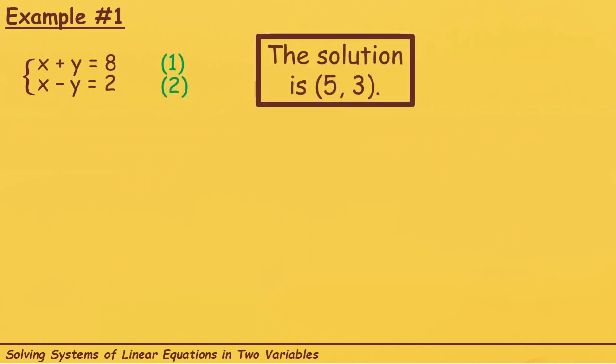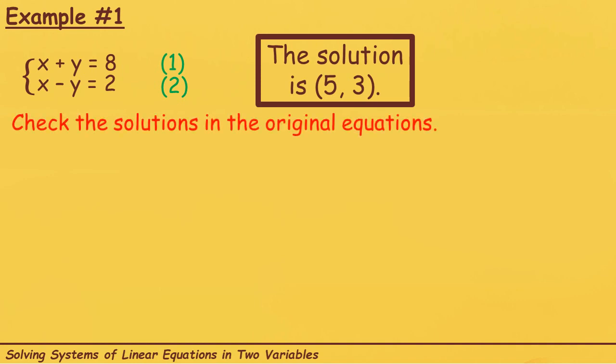Okay, for us to find if our solution or our answer is correct, we are going to check the solutions in the original equations. We will just substitute the value of x and y in the two equations. Let us start with equation 1, which is x plus y is equal to 8. Ang x natin is 5 at ang y natin is 3. 5 plus 3 is equal to 8, and then 8 is equal to 8.